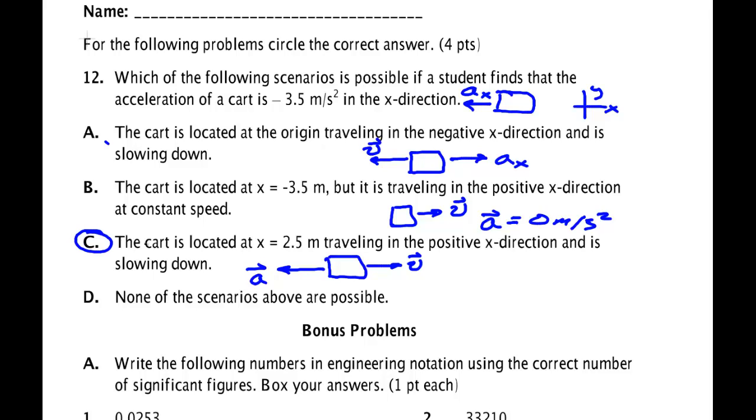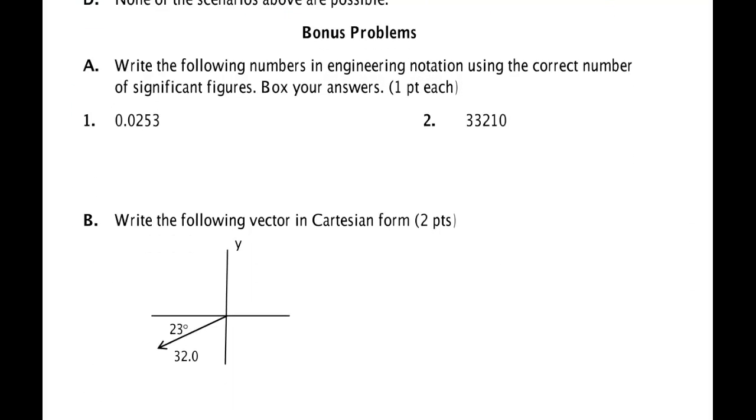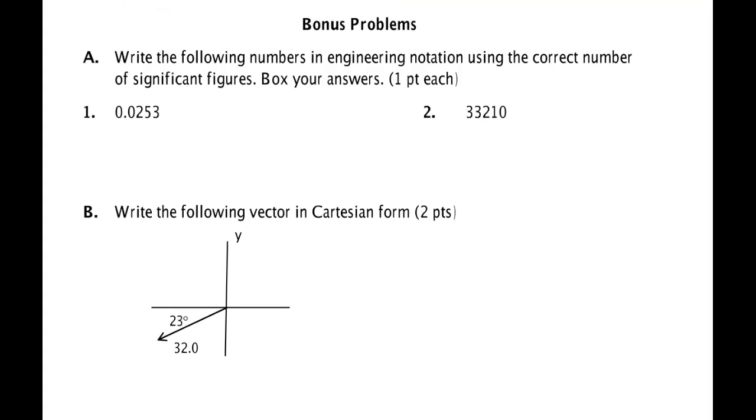Now the bonus problems. Bonus problems were a review of material from the previous test. Write the following numbers in engineering notation using the correct number of significant figures. Okay, 1, 2, 3. This would be 25.3 times 10 to the minus 3. Over here, we have the 0 is not significant. 1, 2, 3. We have 33.21 times 10 to the third.